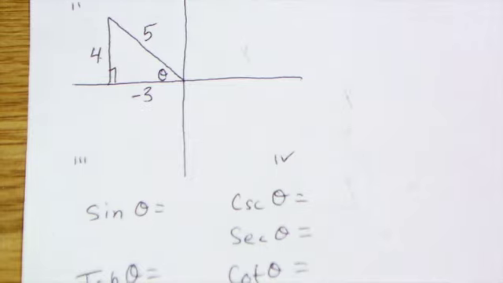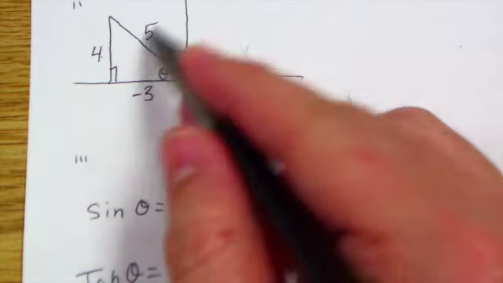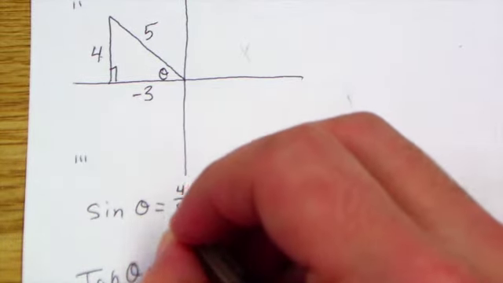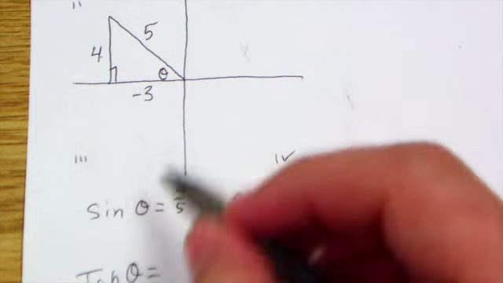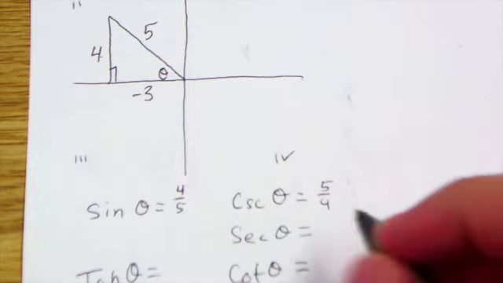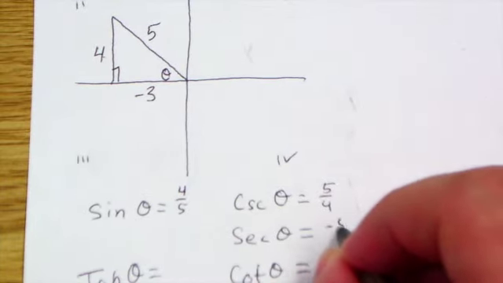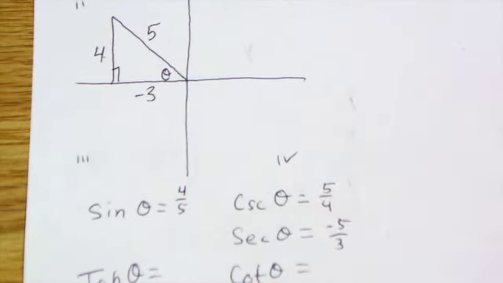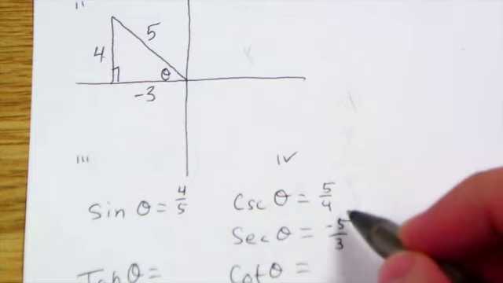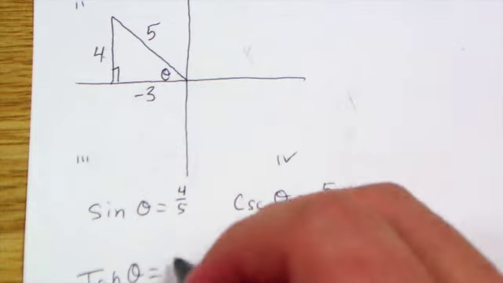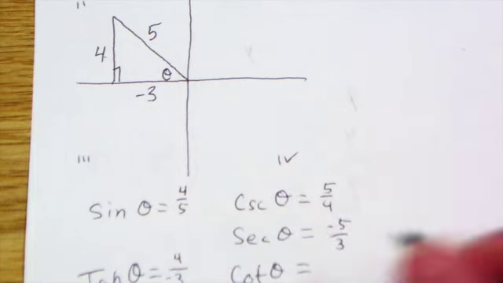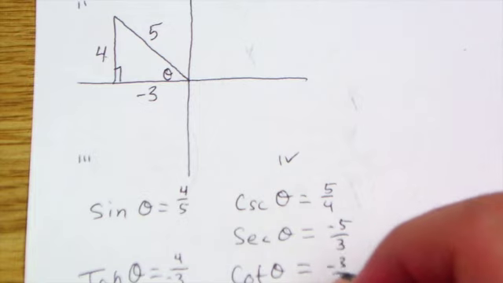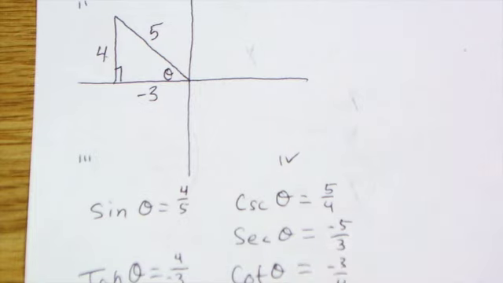So when I go to do the ratios, sine is opposite over hypotenuse, 4 over 5. That makes cosecant 5 over 4. Cosine is already negative 3 over 5, so secant will be negative 5 over 3, because remember, they're just flipped. Tangent is opposite over adjacent, so 4 over negative 3. And then cotangent is the opposite of that, so negative 3 over 4. And that's it.